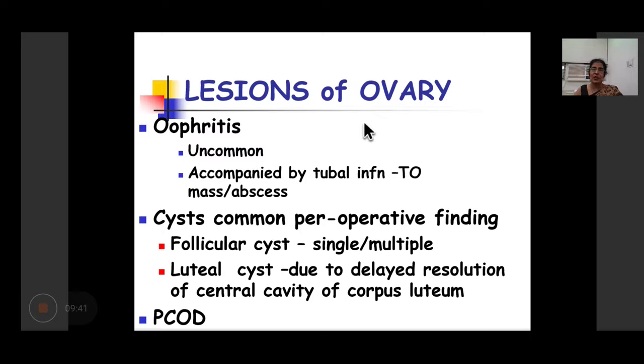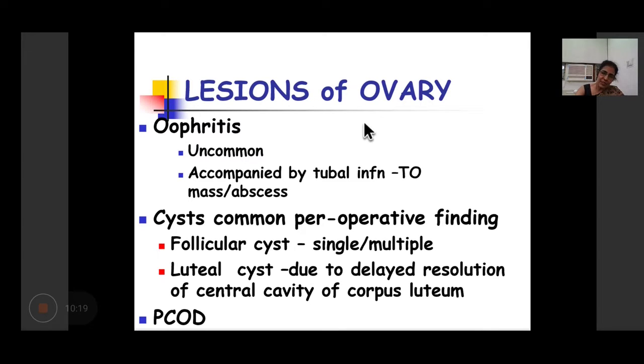The most common cysts in the ovaries are the follicular cysts. Follicular cysts are nothing but tertiary follicles which have become large and cystic. They may be single or multiple. And then, due to delayed resolution of the central cavity of the corpus luteum, which is filled up with blood, we call it a luteal cyst. What is the corpus luteal cyst? A corpus luteal cyst is nothing but a corpus luteum which has not resolved by the end of the cycle, and the central cavity of the corpus luteum is filled up with a large amount of blood, so it appears like a blood-filled luteal cyst surrounded by luteal cells which are large, pale, eosinophilic cells.